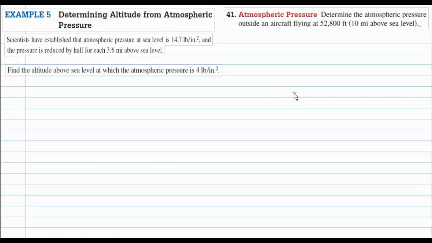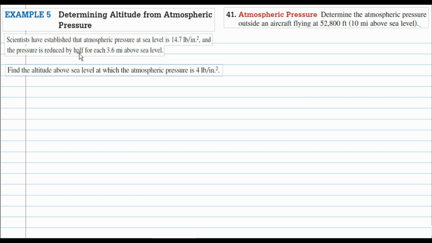This is the screencast for section 3.2, example 6, determining altitude from atmospheric pressure. Scientists have established that atmospheric pressure at sea level is 14.7 pounds per square inch. So for every square inch of water, it feels like 14.7 pounds are pressing down on that square inch. And the pressure is reduced by half for each 3.6 miles above sea level.